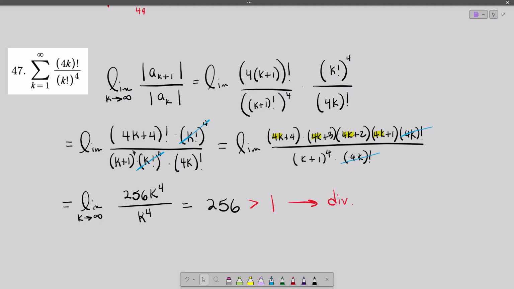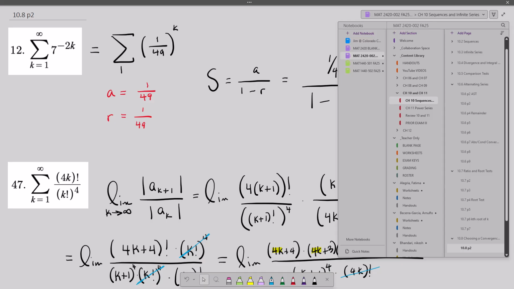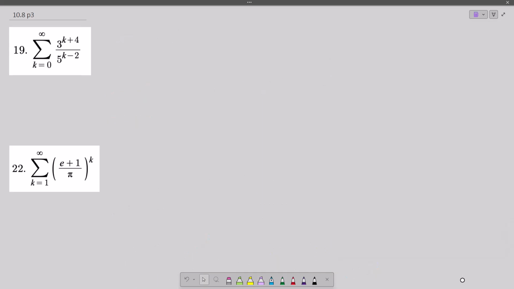So, geometric series, ratio test. You want to be able to recognize those geometric series instantly because those are pretty fast. Let's take a look at the next series.